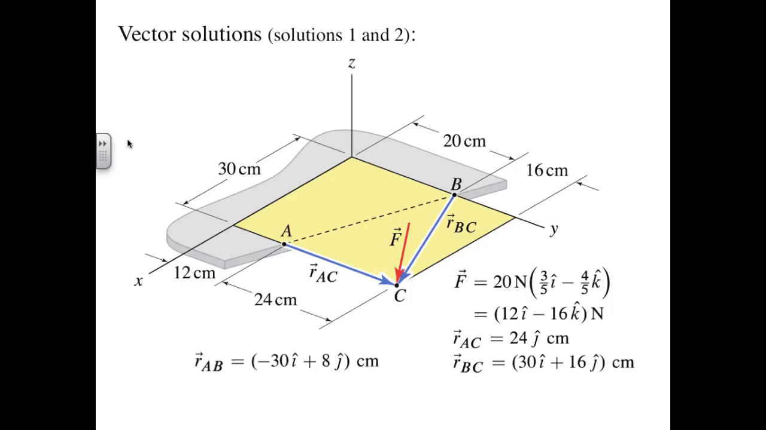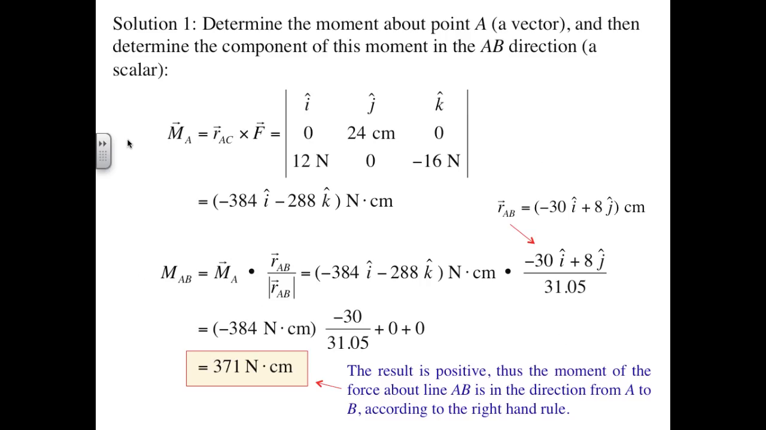We begin by picking a point on the axis AB for taking moments. Two candidate points are shown here, A and B. The relative position vectors r_AB, r_AC, and r_BC are all shown in the figure, as well as the force F. For the first solution, we begin by taking moments about A, then dotting that result into a unit vector pointing along AB. Given that r_AC just lies along the y-axis, we have this result for the moment about A.